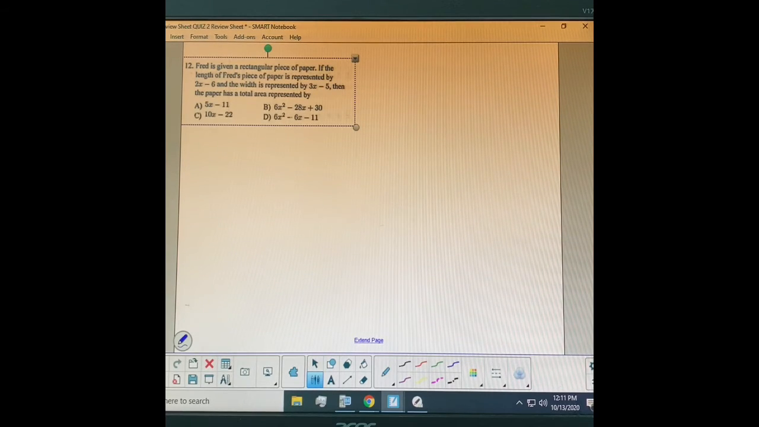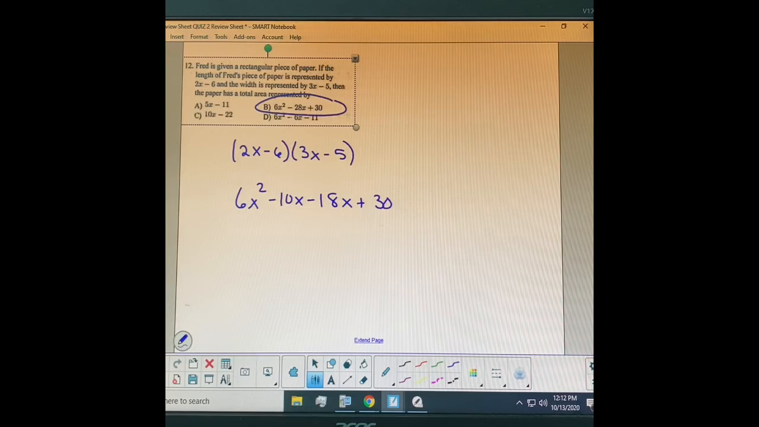We have a length, we have a width. To find the area, you multiply. So again, this question is just the product of two binomials. FOIL, multiply each term in the first binomial to each term in the second binomial, and simplify your polynomial.